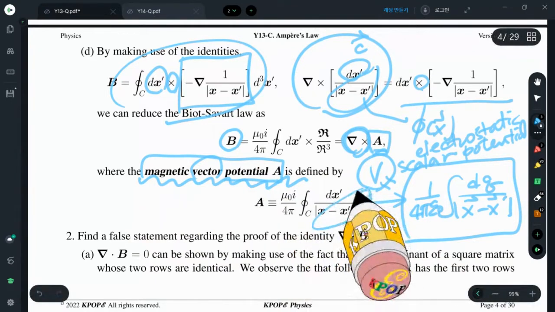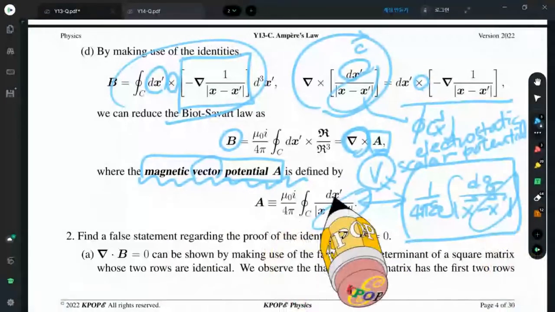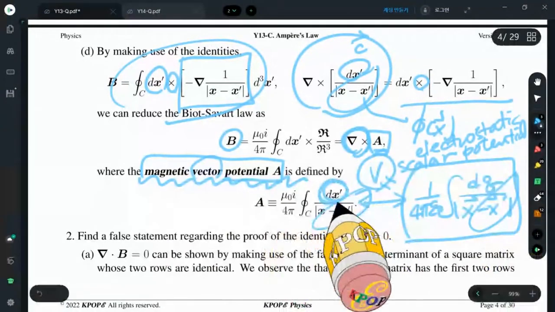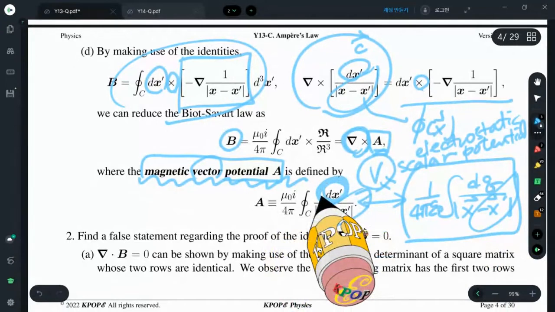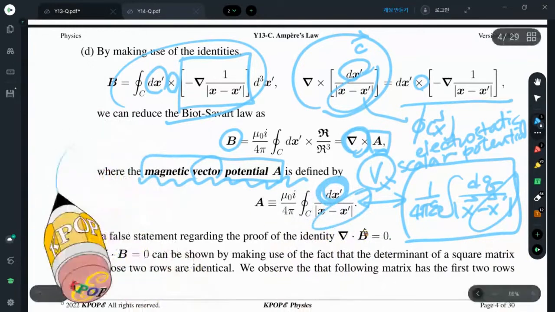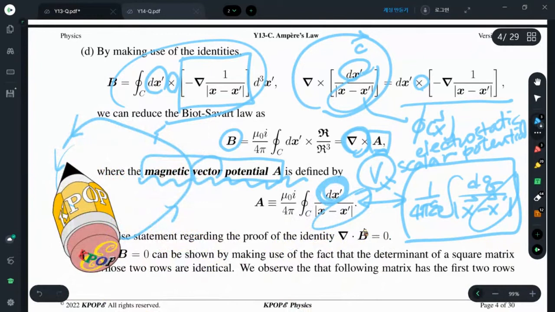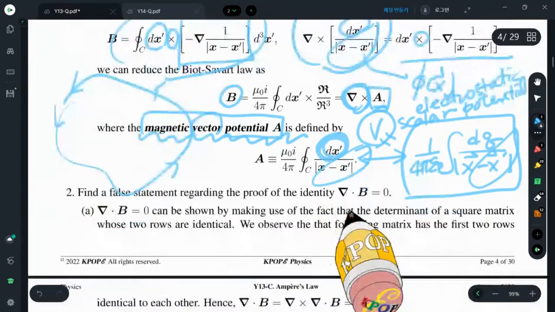Remember, both of them have a 1 over r style. And in here, the numerator is a vector. This dx is along the path, the circuit. This path is identical to the circuit itself.